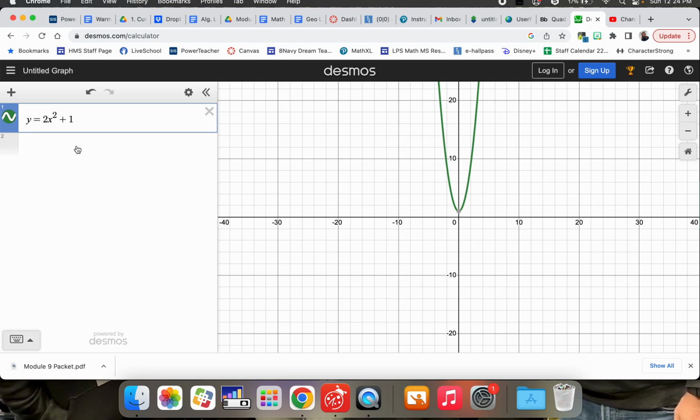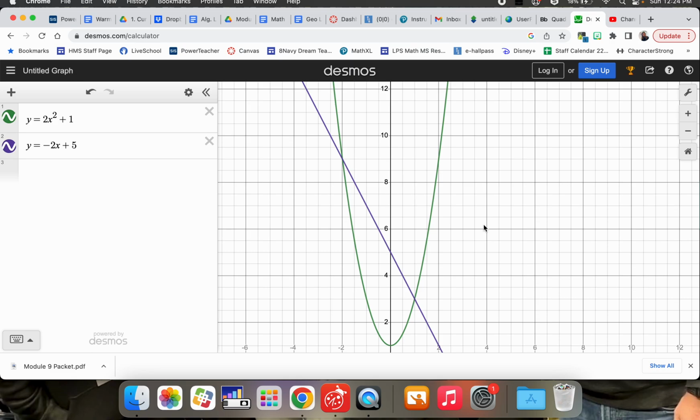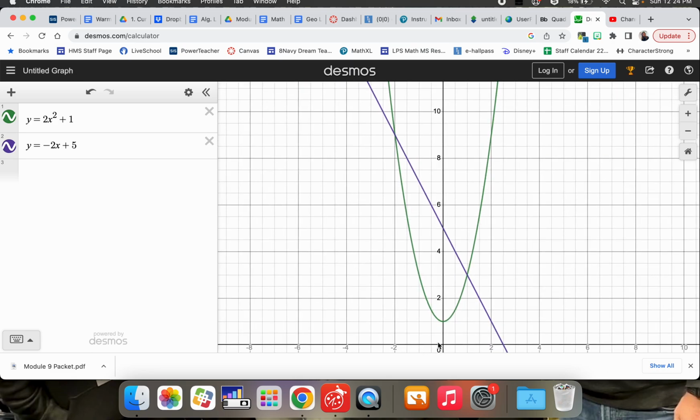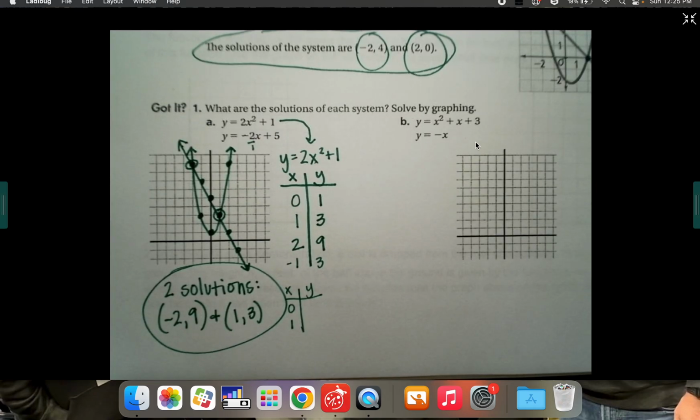So there's my parabola. I'm going to go down to my next row and do the linear one, which is y equals negative 2x plus 5. Okay, so that's what we graphed. I can even come over here and zoom in and see it a little closer. I can pull it down. So I can see that these are going to intersect at negative 2, 9, and at 1, 3. So Desmos will actually graph it for you. Okay, so let's go back to our last one.